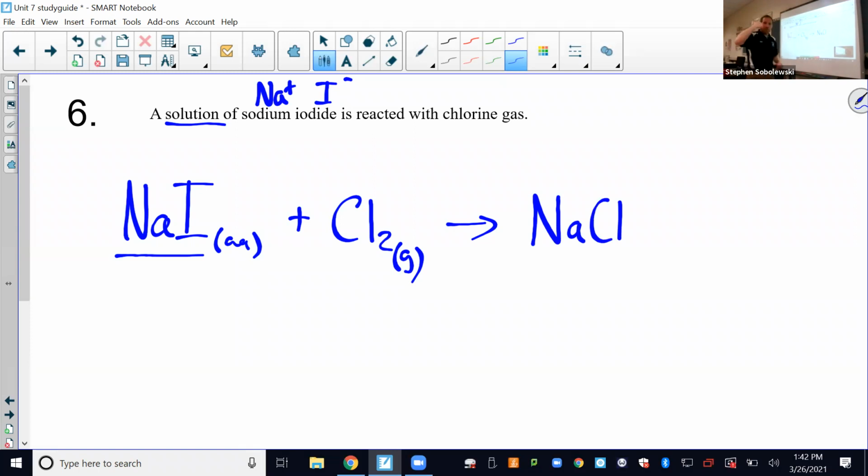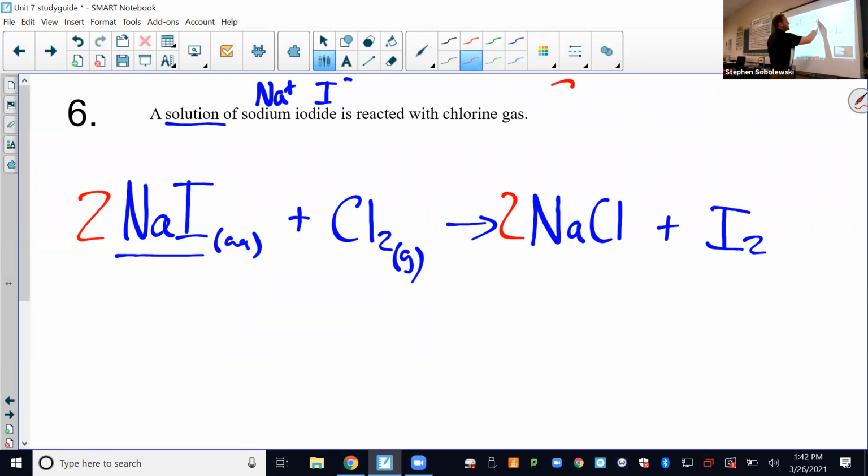The iodine got booted out. It's kicked. It's on its own. So we just write plus iodine. Now in the formula, you're going to put that as I2 because it's a diatomic. It's a Brinkelhoff. All right, now we balance this one out. Just give it 2 there. And then 2 there. And for type of reaction, single replacement reaction.